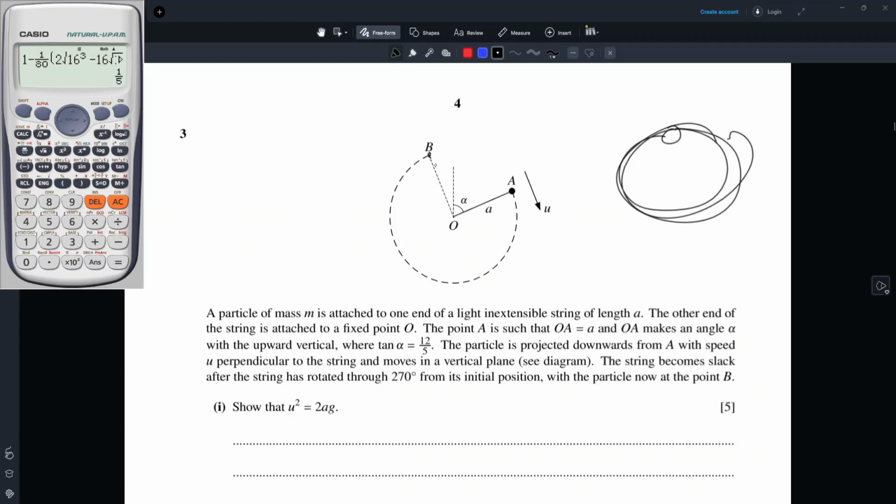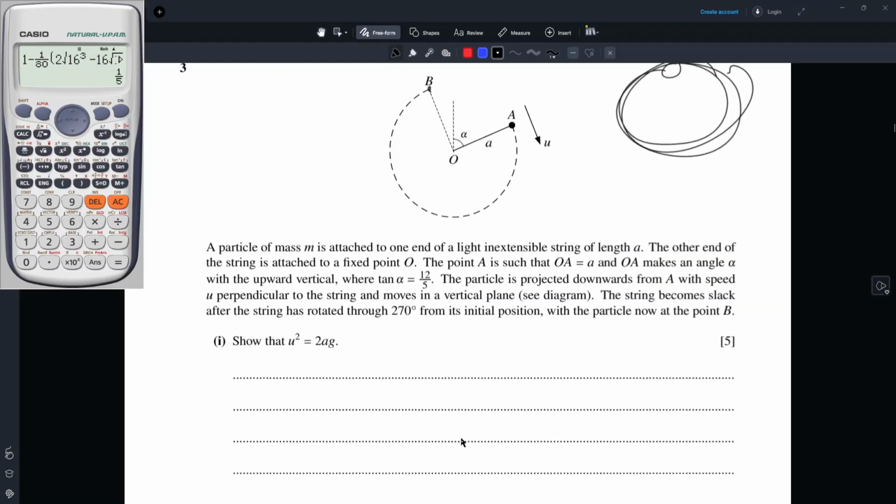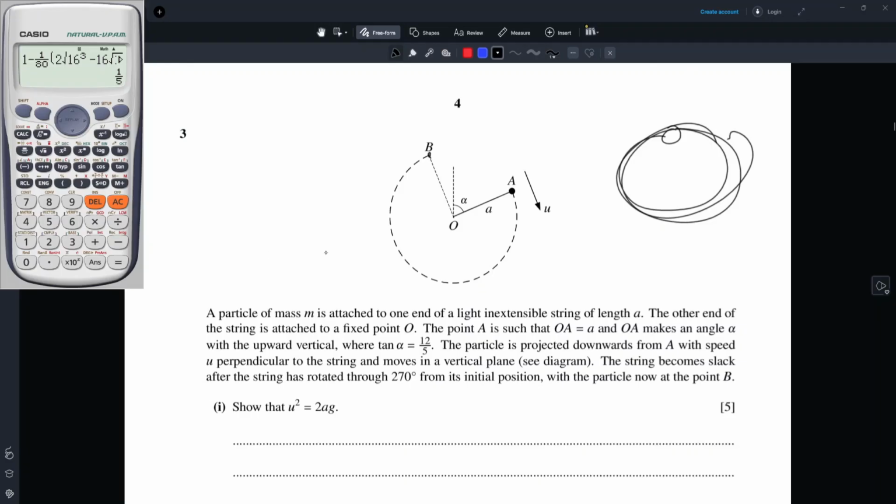And then when it reaches here, the string becomes slack, which is highly important for this part of the question. It says that a particle of mass m is attached to one end of a string of length a, the other end attached to point O. It is such that OA equals a, which means its radius makes an angle alpha with the upward vertical, where tan alpha is this one. It is rotated downwards, perpendicular to the string, and then the string becomes slack when it comes here, which means the tension is zero. However, that's going to be something you're going to need in a bit.